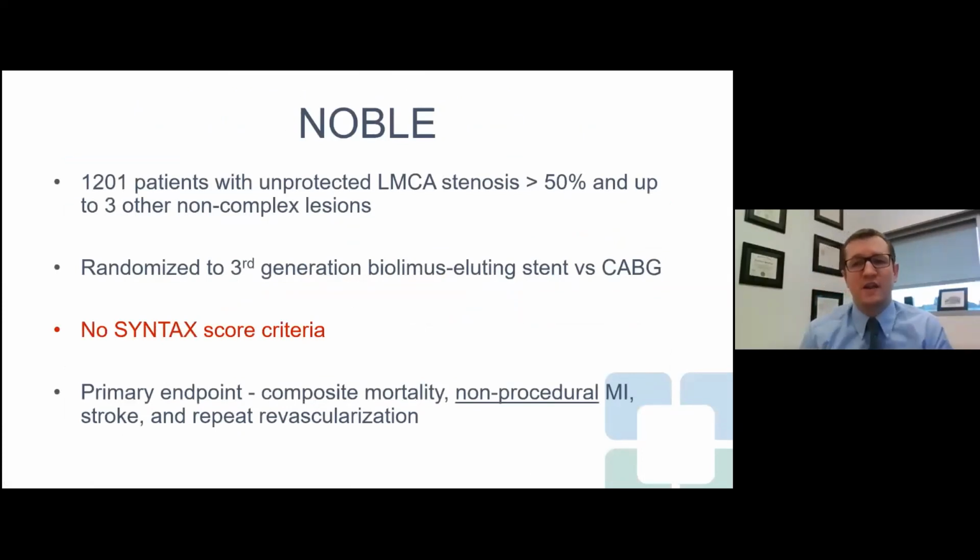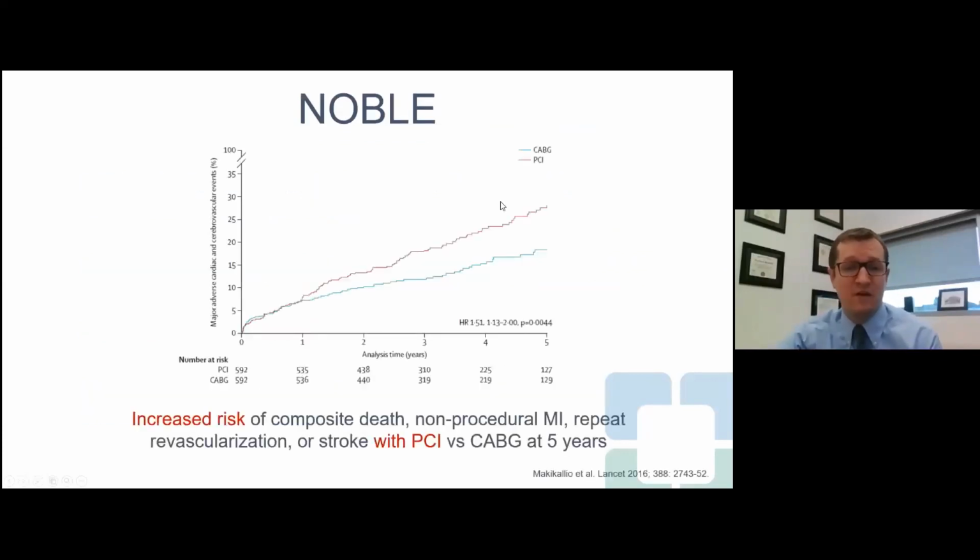So, when you look at the actual RCT data from some of the more contemporary studies, including Noble and Excel, you see a similar but slightly more nuanced picture. So Noble was a trial of around 1,200 patients with left main disease and up to 3 other coronary artery lesions randomized to a 3rd generation drug-eluting stent, but did not use syntax score to stratify patients, and actually included non-procedural MI in the definition of their composite endpoint.